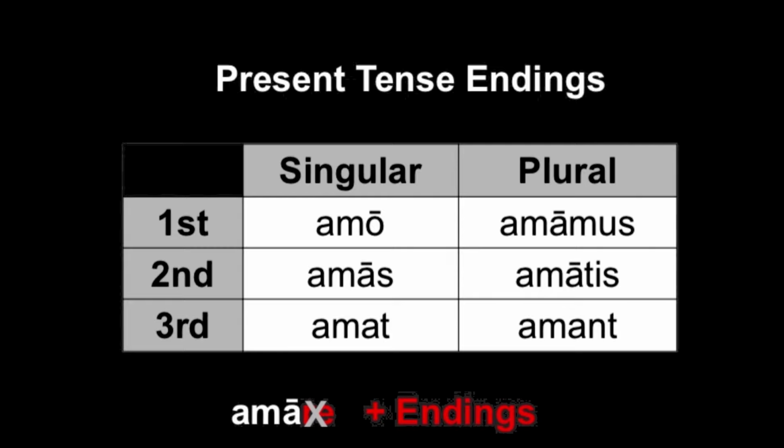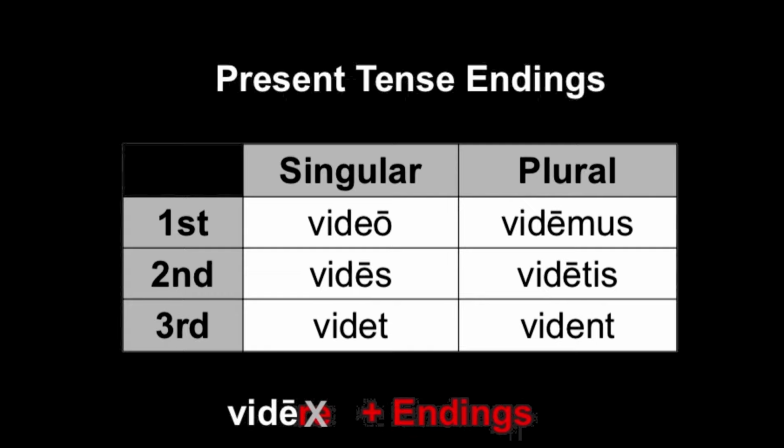That a is also called a connecting vowel. But some of our verbs have a different infinitive form. Some of them end in ere rather than are. If that e is long in the middle, we call it a second conjugation verb. But we follow the same pattern with the present tense. We take off the re, and then we add our present tense endings to what's left. So we end up with video, vides, videt, videmus, videtis, vident.